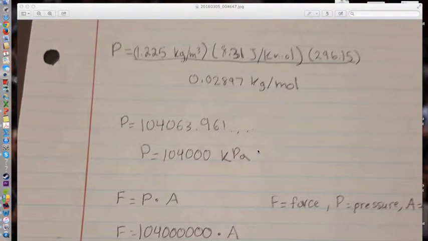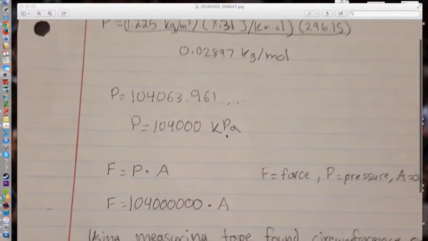The molar mass of air is 28.97 grams per mole. Converting that into kilograms per mole becomes 0.02897 kilograms per mole. And calculating all that, we get 104,063.961 for the pressure, which is recorded in kilopascals. And using sig figs, we get about 104,000 kilopascals.